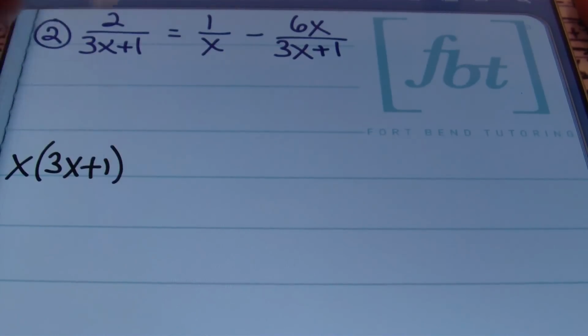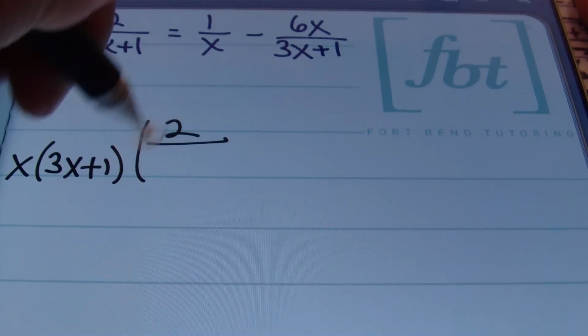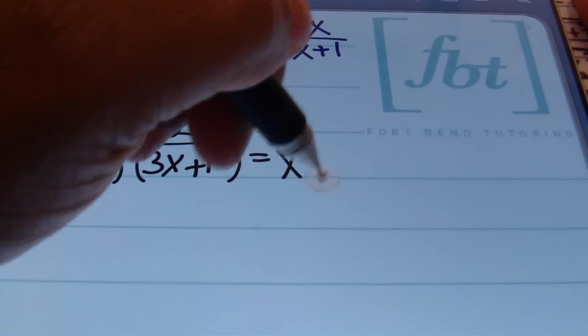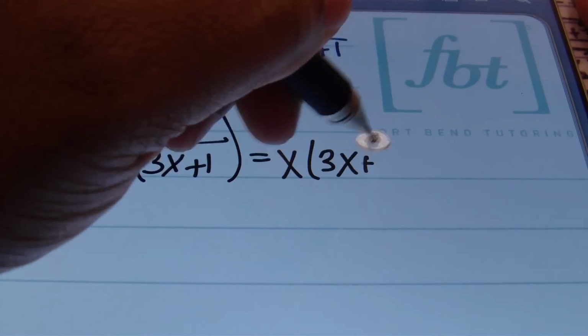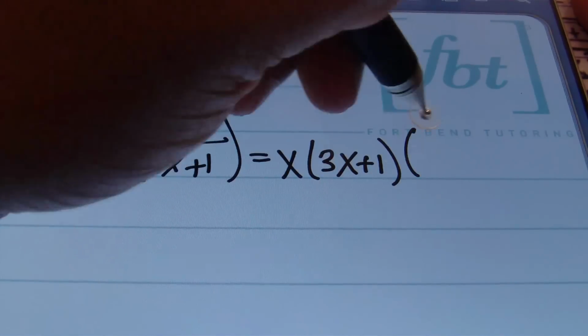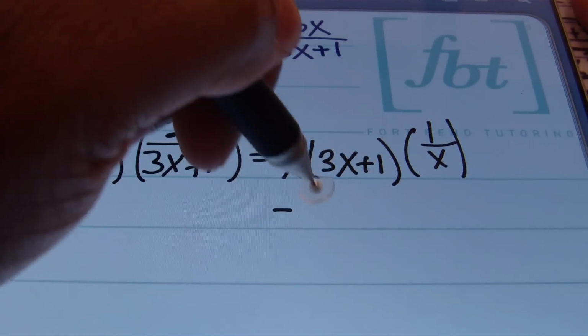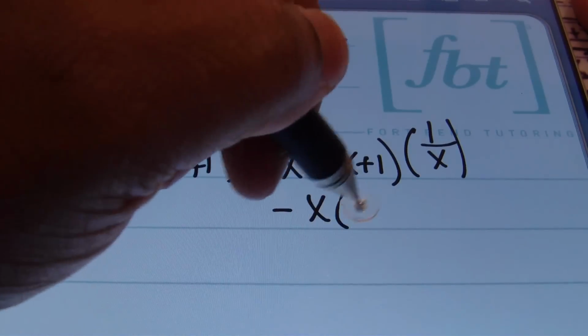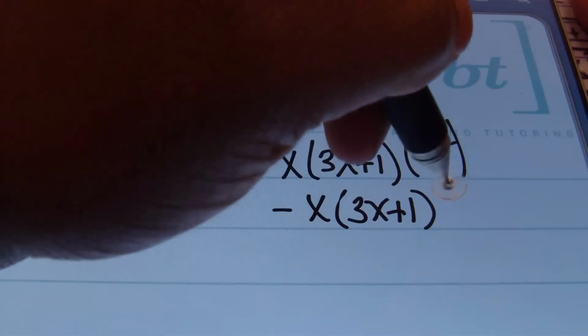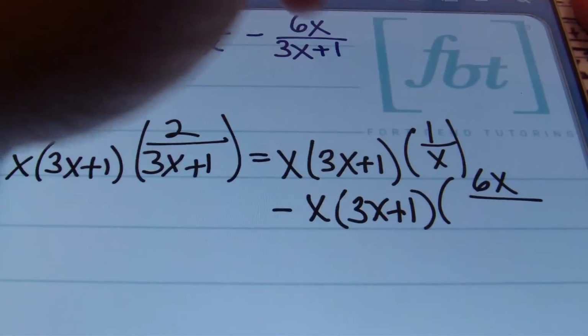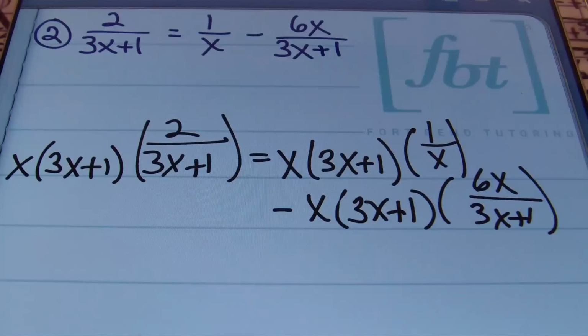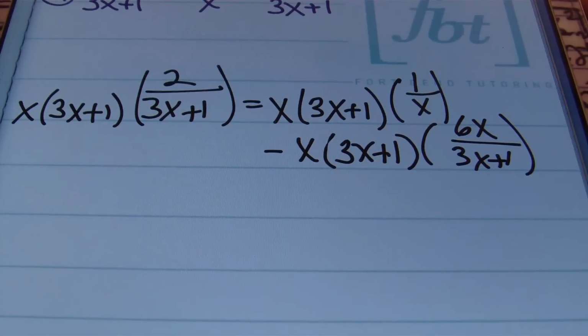That's right, and it's going to look just like this. Multiplying each and every term by the common denominator of x times 3x plus 1. All right, and then I'll have minus x times 3x plus 1 times 6x over 3x plus 1. All right, so something like that, okay?